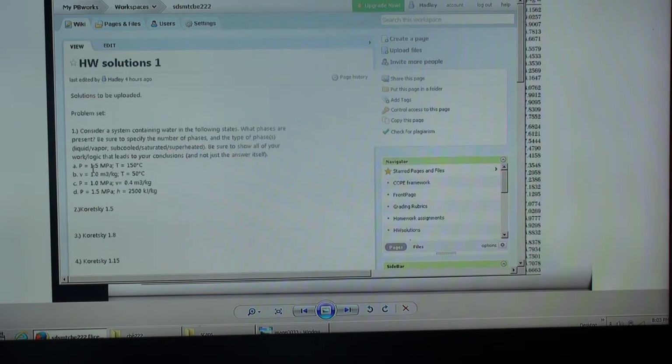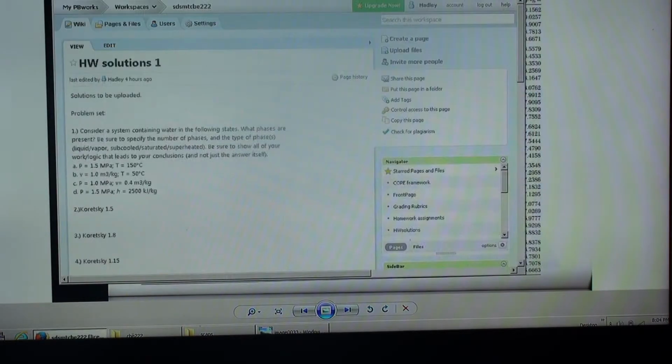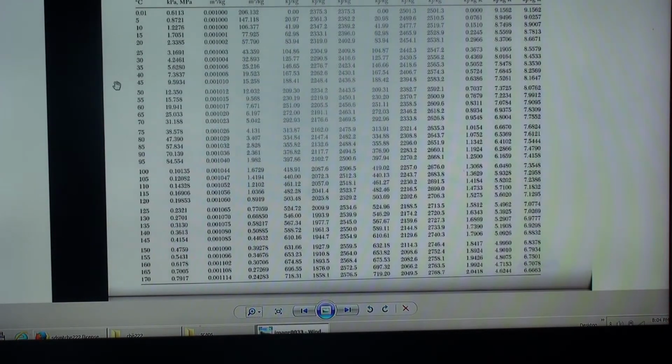So on this first one, we have temperature 150 degrees Celsius and 1.5 megapascals, or 1500 kilopascals. So what we need to do is go to our steam table, and we're looking for 150 degrees Celsius. In the back of the book, it is table B1, saturated water temperature table. I go all the way down to 150. There it is, and then I look at the pressure.